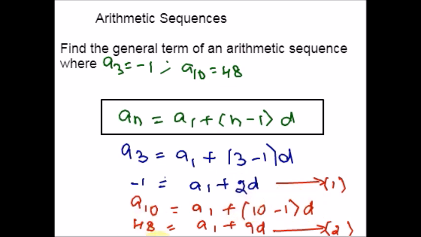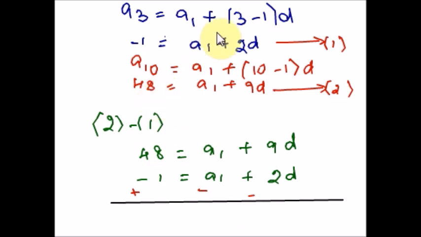Hope you're clear till this step. Let me do the elimination method because the coefficient of A1 is the same here. If you just subtract these two equations, A1 gets cancelled and you can solve for D directly. Subtracting equation 1 from equation 2, this term gets cancelled out and you'll be getting 7D on the right side and 49 on the left side. Dividing both sides by 7, you'll get a value for D. So D would be 7. We have got a value for D.